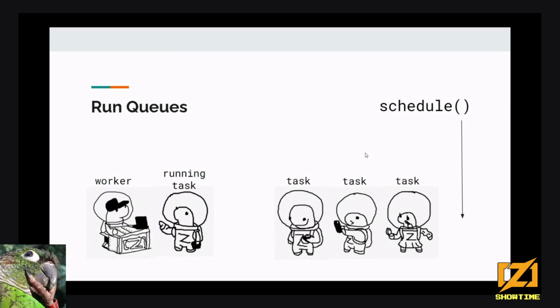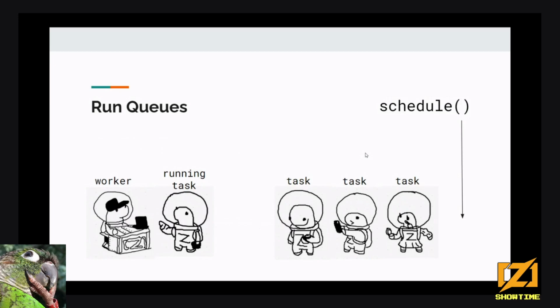In a scheduler, there's an idea of a run queue. There's a running task, which is the work currently being performed. There's a worker who's doing the work. And then there's a queue of other tasks waiting for their chance to be worked on.